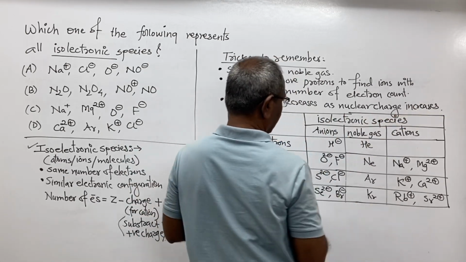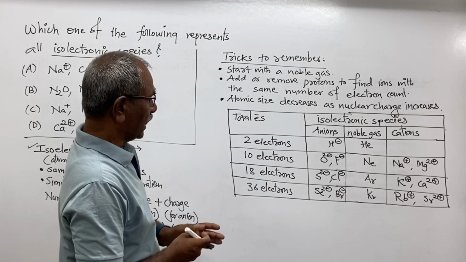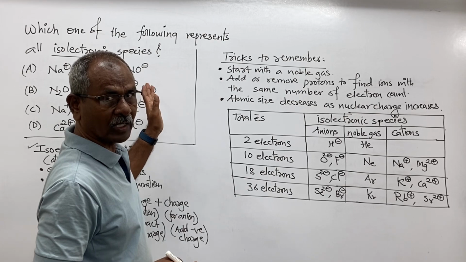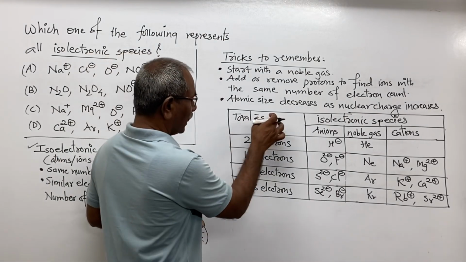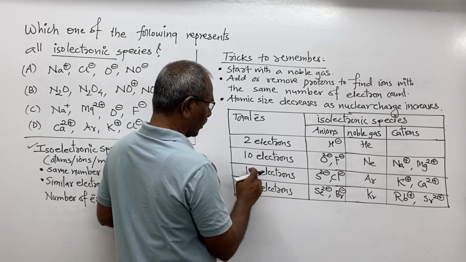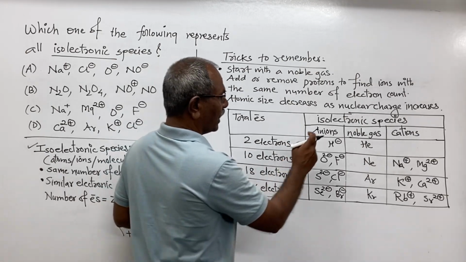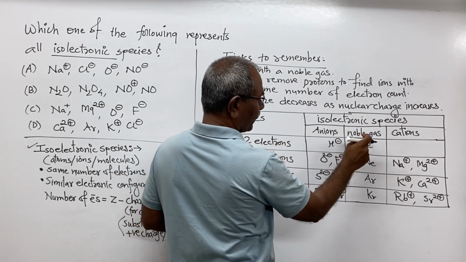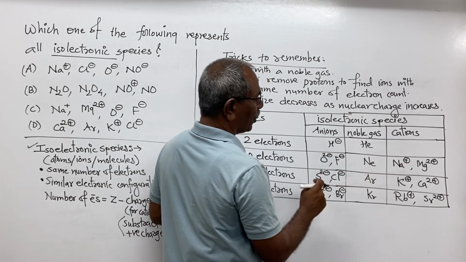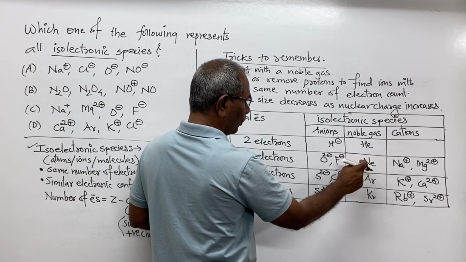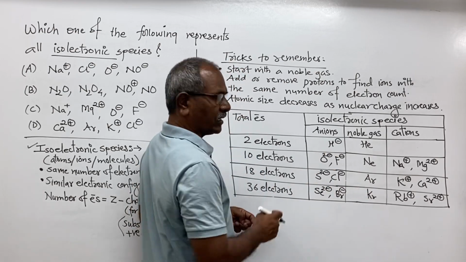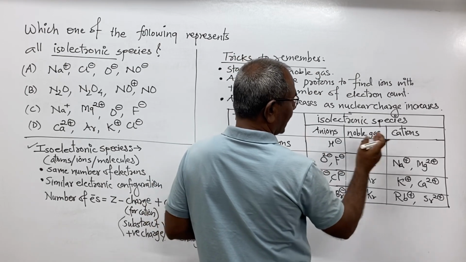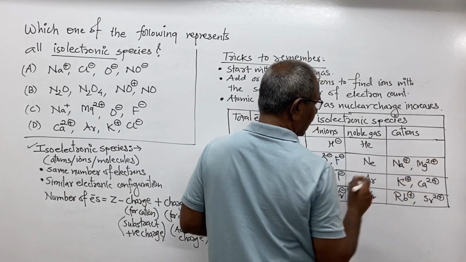Now this is the chart. If you remember this chart, it becomes very easy to select the correct option from the given. Total electrons: 2 electrons, 10 electrons, 18 electrons, 36 electrons. Isoelectronic species have three parts, because you have to start with noble gas. Noble gas: helium, neon, argon, krypton. Atomic number 2, 10, 18, 36, or the same number of electrons. Anions to the left hand side and positive ions, that is the cations, to the right hand side.